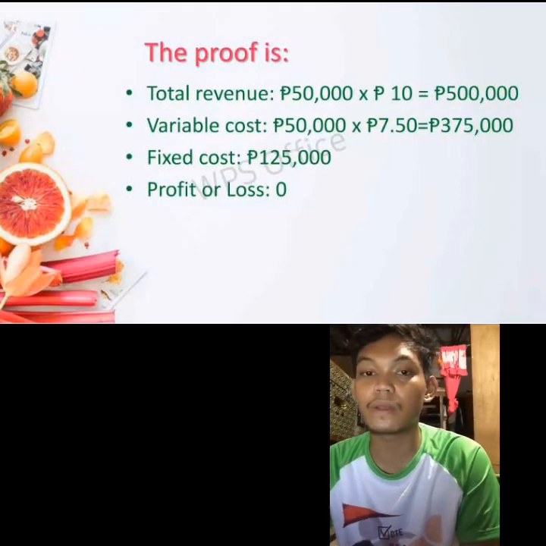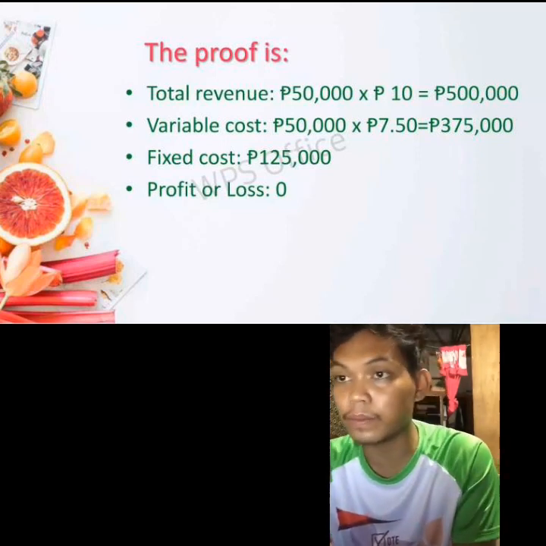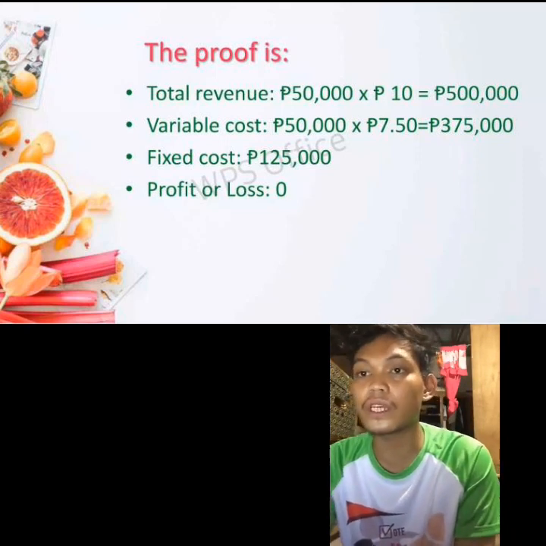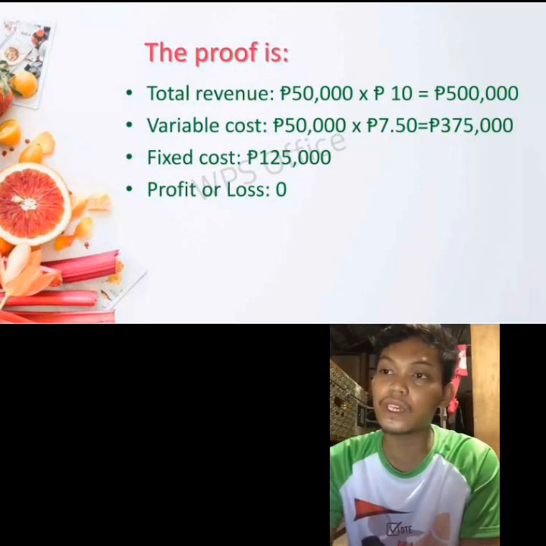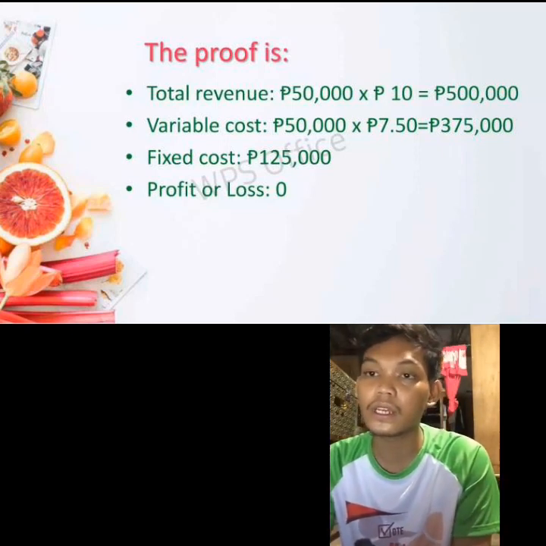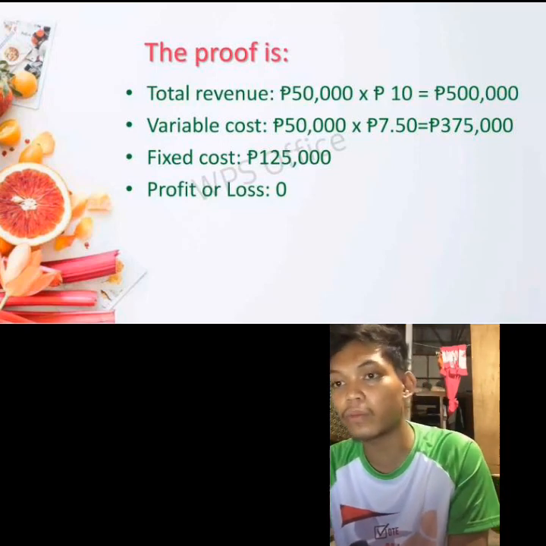So the proof is: total revenue is 50,000 times 10, which equals 500,000, and the variable cost is 50,000 times 7.50, which is 375,000. The fixed cost is 125,000. So there is no profit or loss.